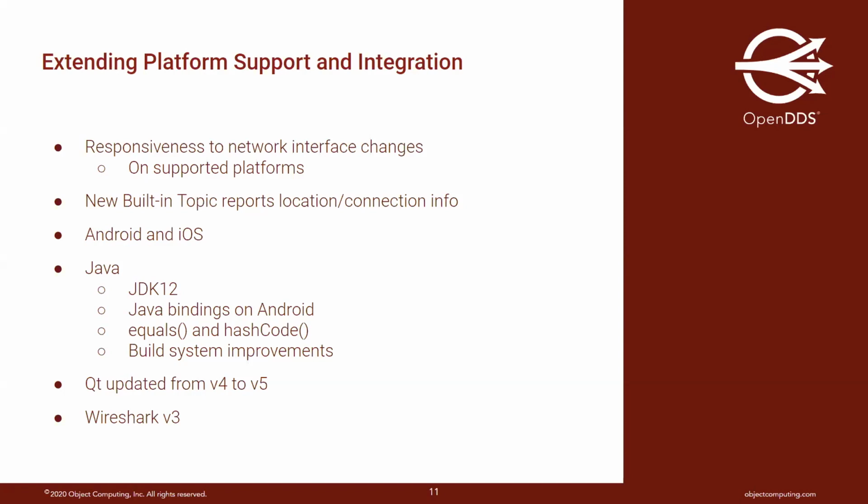Java bindings now support JDK 12, so the Java development kits made a pretty major breaking change, I think, back in version 9 or so. And so OpenDDS now adapts to that and can build successfully with the modern versions of JDK. This includes working on both desktop and Android runtimes. Equals and hash code support are there for objects that get generated for the Java bindings, and some build system improvements have gone into that as well.